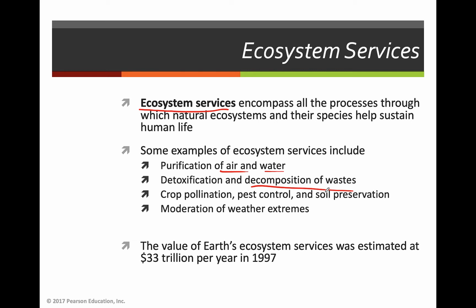So humans inevitably have large amounts of waste. The most efficient way of getting rid of waste is to decompose it back into its nutrients and put it back in the soil. Things like pest control and soil preservation, again, can come from decomposition. The moderation of extreme weather.